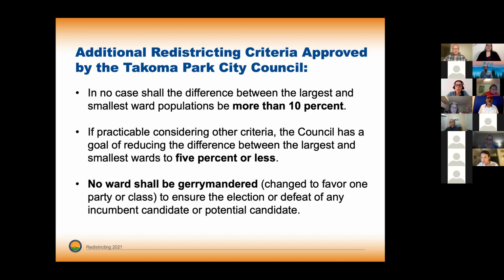And then thirdly, council called out very specifically that no ward shall be gerrymandered or changed to favor one political party or class to ensure the election or defeat of any incumbent candidate or potential candidate. And this is really just a very specific criteria that's building on the criteria I mentioned before about federal, state, and local laws as it relates to elections and voting. So these are some specific criteria that was adopted by council. That full resolution is available publicly if you would like to review it.